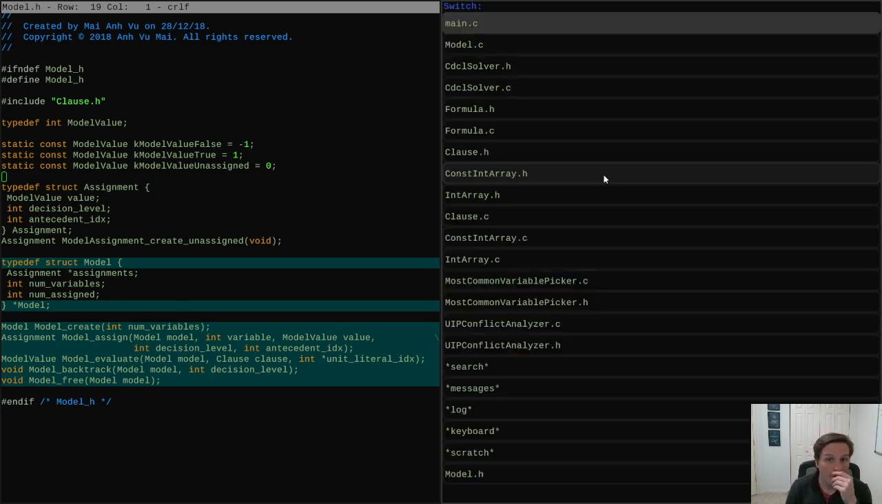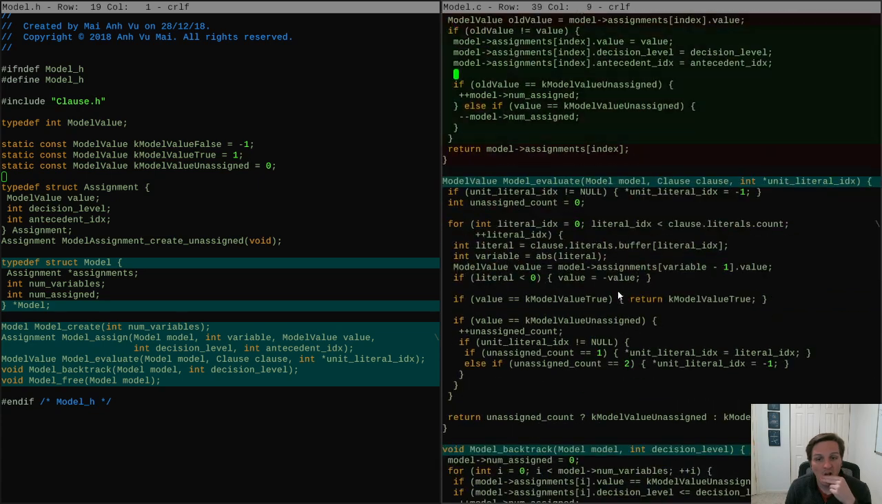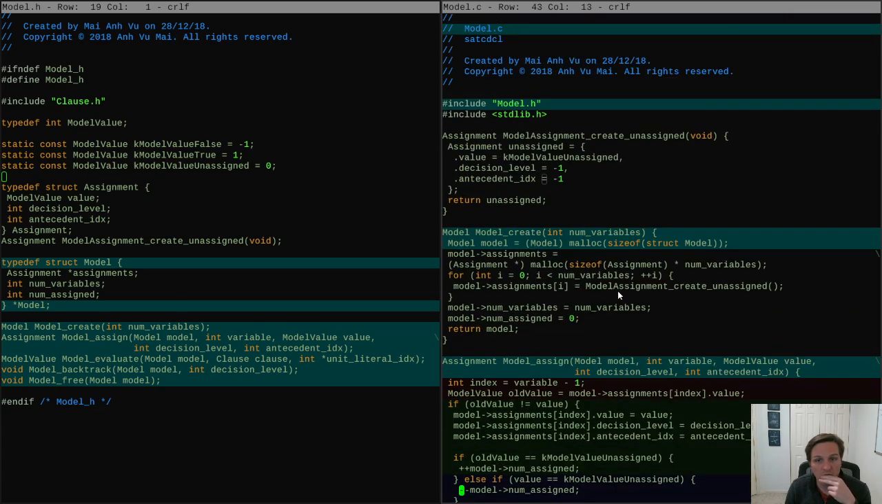All right, so let's go read a little bit about the model data structure. So the model has an array. Interestingly, the assignment does not hide a pointer. They didn't use the assignment type to hide a pointer.